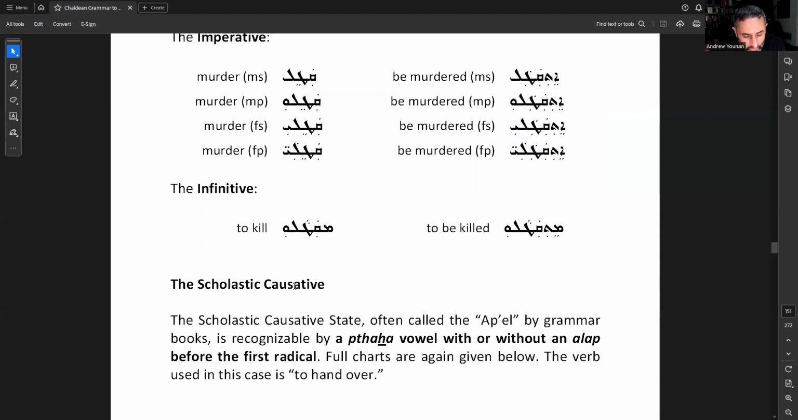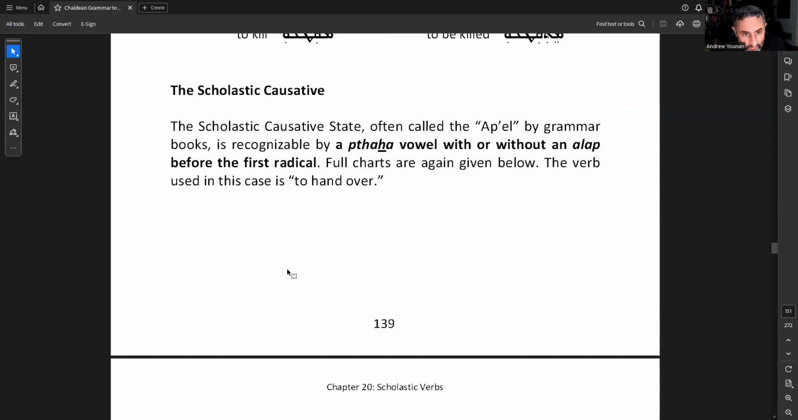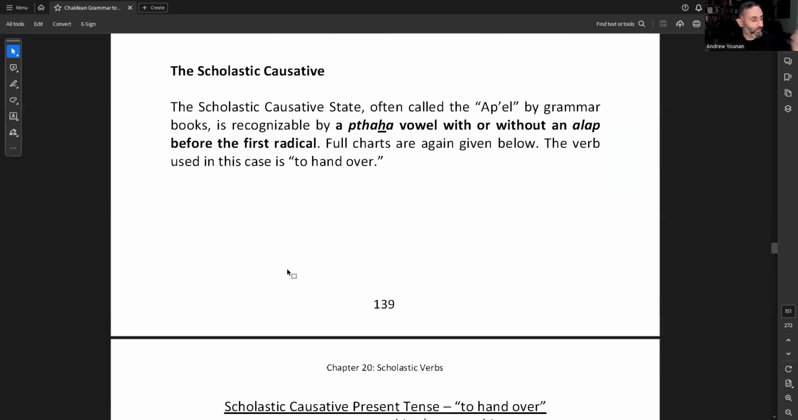So learn it. Next class, we're going to do the causative and then some object endings, and then we're done with this book and we're going to move on to the next book.